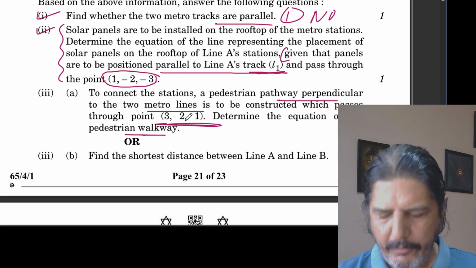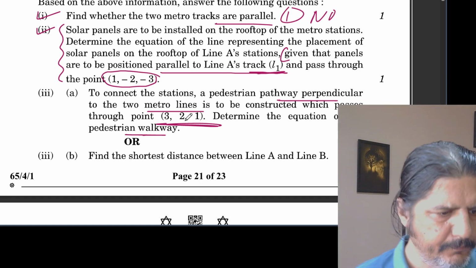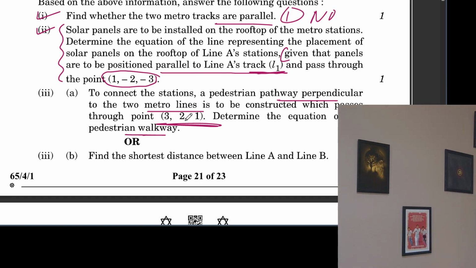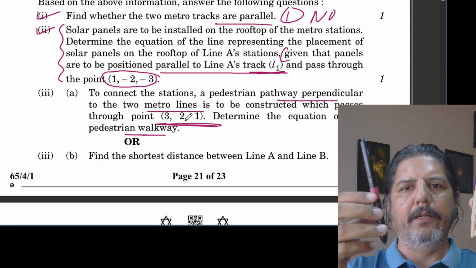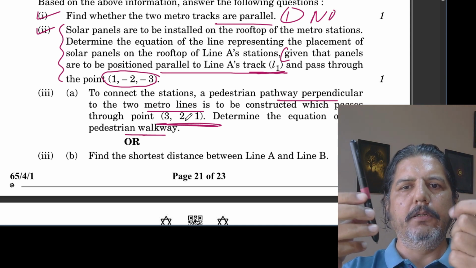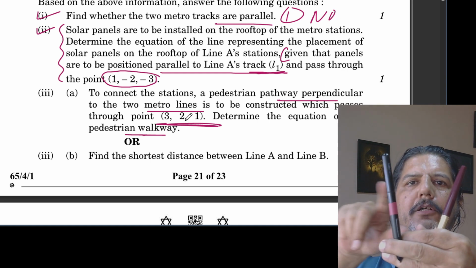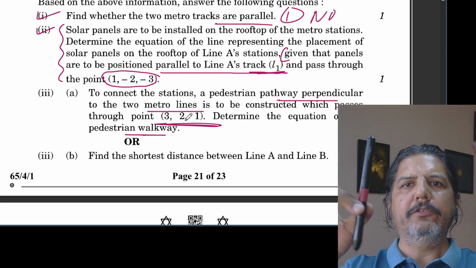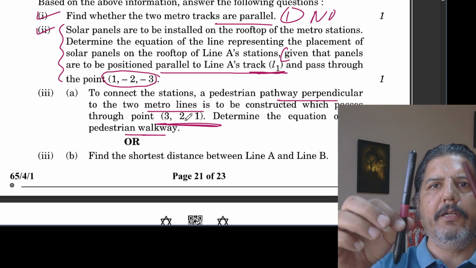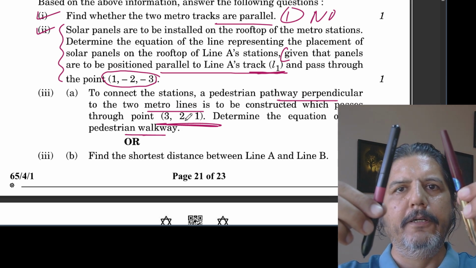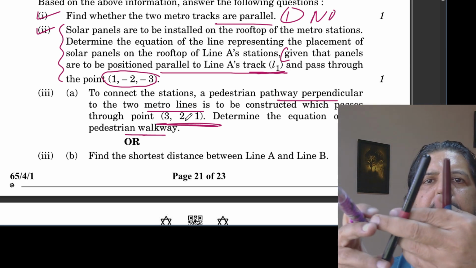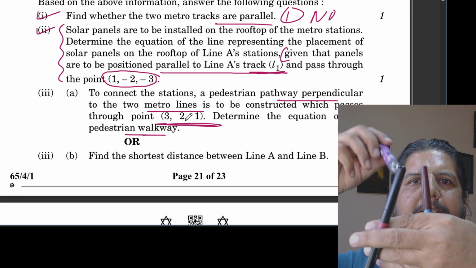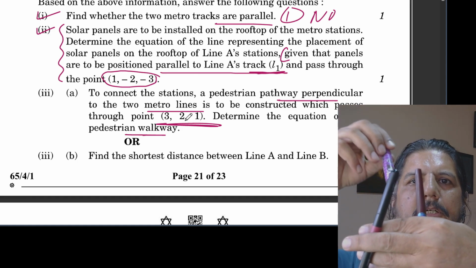In these kinds of questions, what you need to understand is, like I have these two lines. Now these two lines are not parallel. But I have to find a pedestrian pathway which is perpendicular to these two lines. Because these two are railway lines, they will lie in the same plane. This would be the ground. There would be a third line like this, which is perpendicular to these two lines.